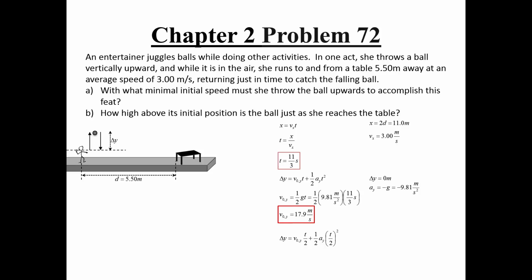The ball will reach its maximum height halfway through the performance. In other words, we will use the time we solved for in part A divided by 2. Subbing in the values given and the initial velocity and time we solved for in part A, we find that the ball will reach a height of 16.5 meters above its original position when the juggler reaches the table.